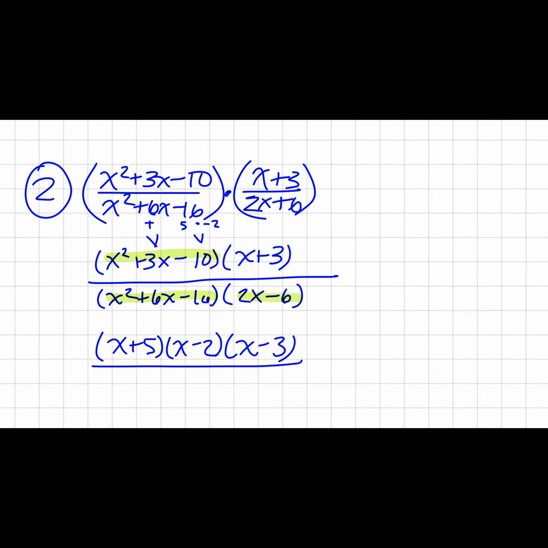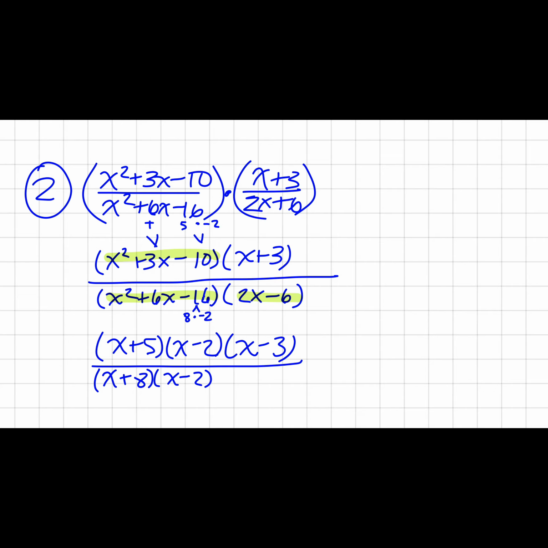And I do the same thing for my denominator. I'm looking for two numbers that multiply to give me a negative 16, but when I add them, I get a positive 6. And so this would be a positive 8 times a negative 2. 8 times negative 2 gives me negative 16, but 8 plus a negative 2 will give me a positive 6. So we're left with x plus 8, x minus 2.